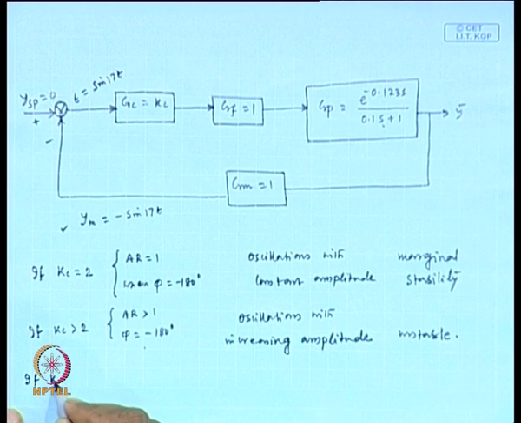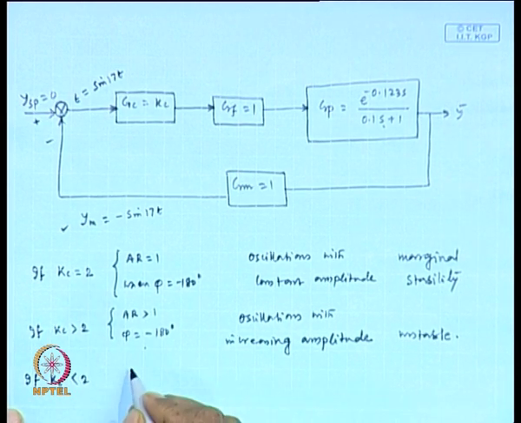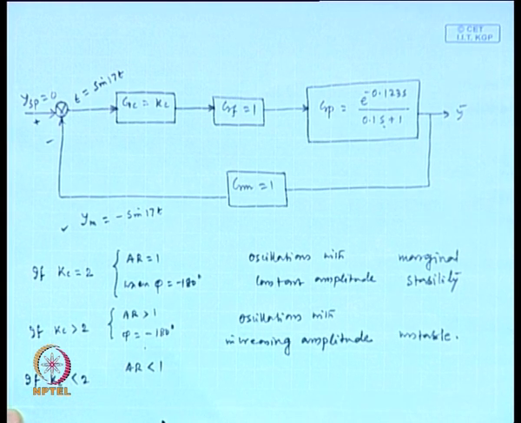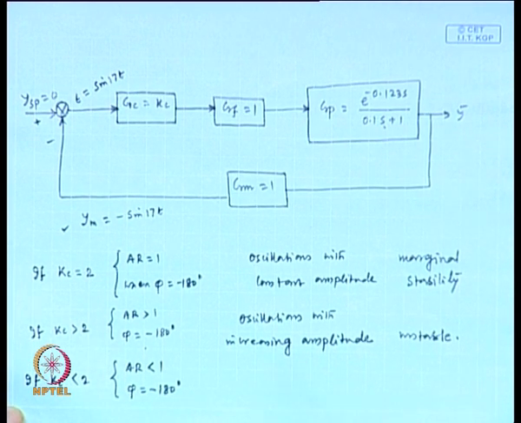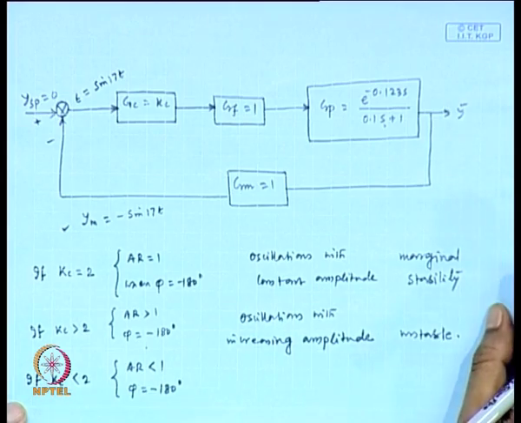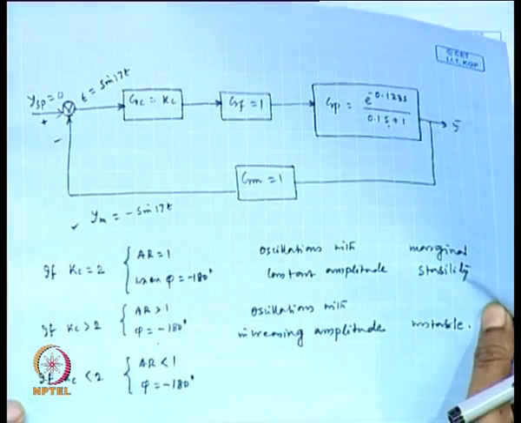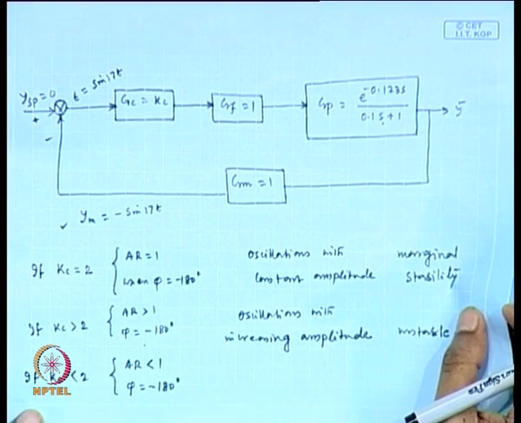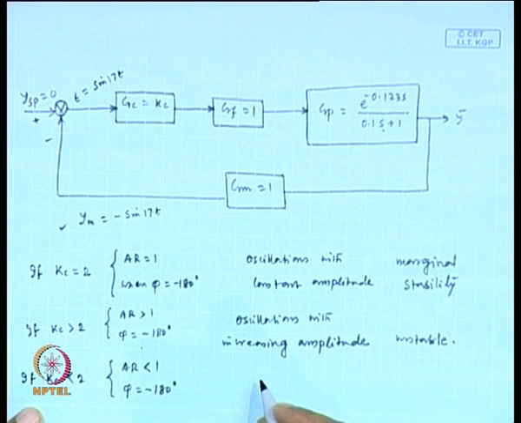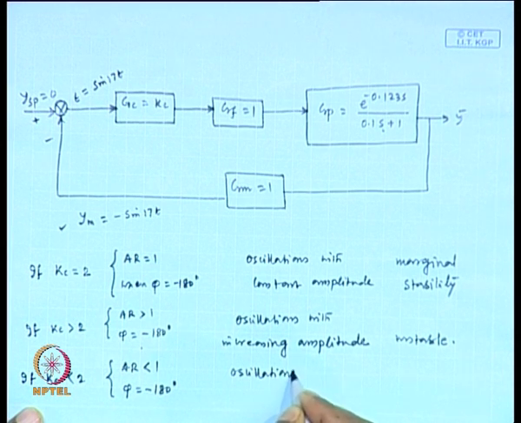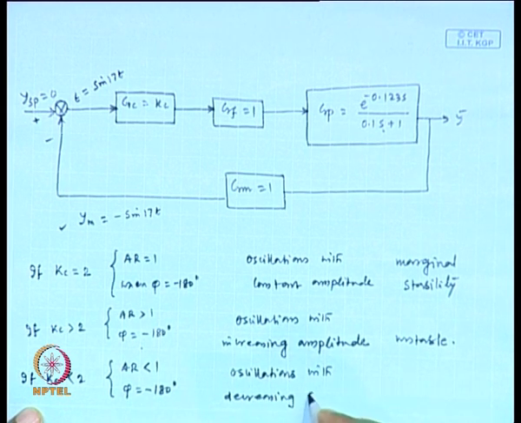Similarly, if Kc is less than 2, then amplitude ratio becomes less than 1 when phi is minus 180 degree. So, in this condition we obtain oscillations with decreasing amplitude, and this is stable.